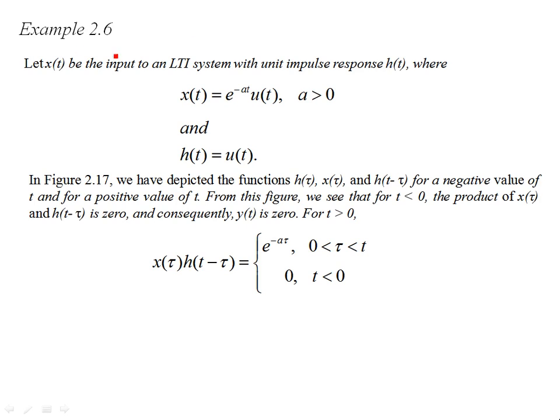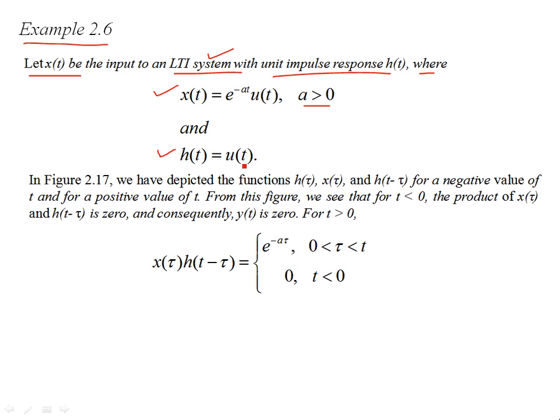In this video, we'll take some examples from the course text to understand the mechanics behind the computation of convolution for LTI systems. So to start with, this is example 2.6 from the course text. It says that let x(t) be the input to an LTI system with a unit impulse response h(t), where x(t) and h(t) are defined as such. So x(t) is basically a decaying exponential signal where a is some positive quantity.